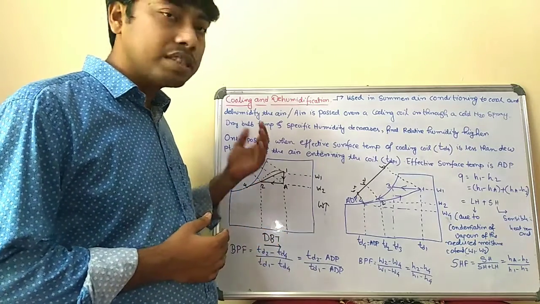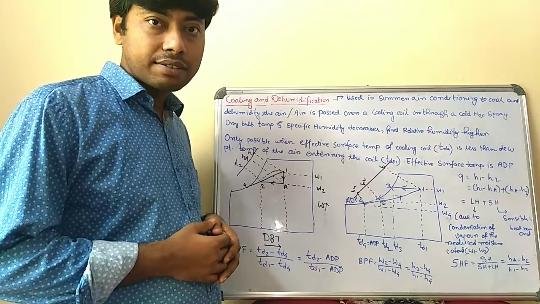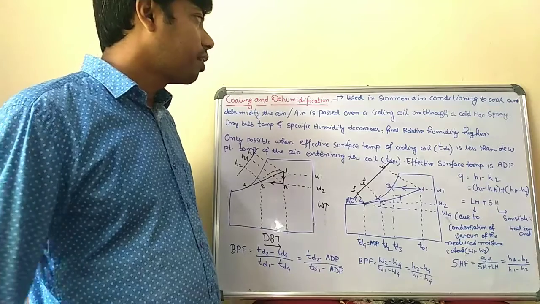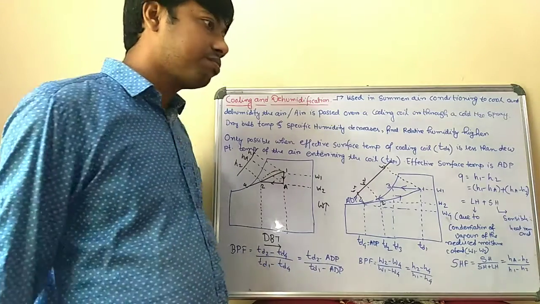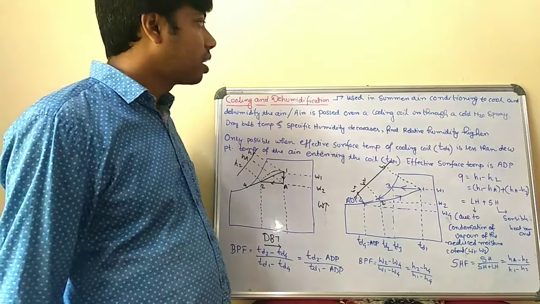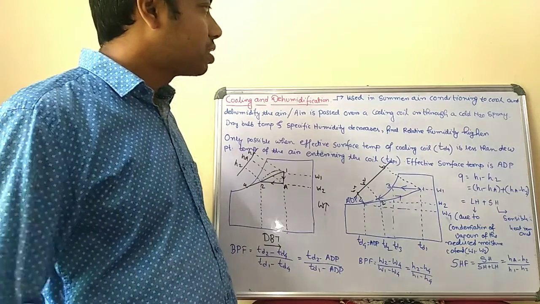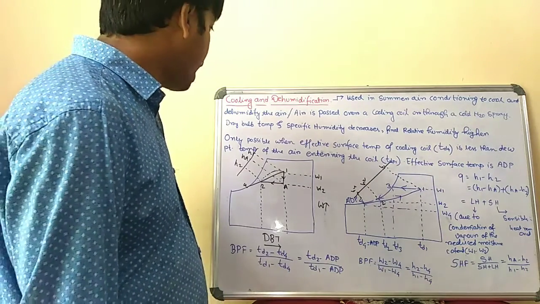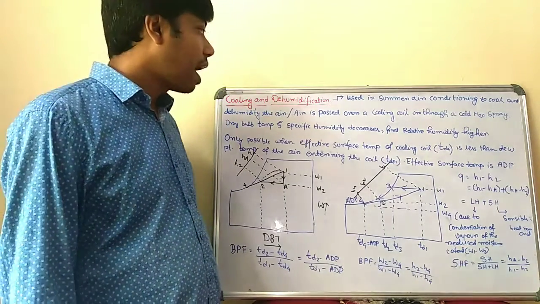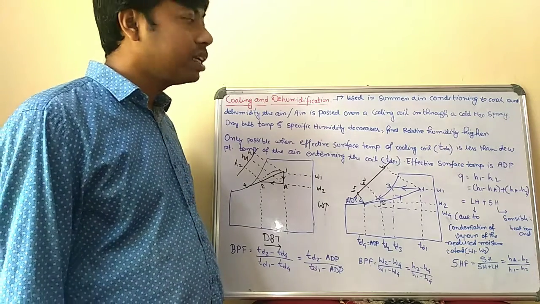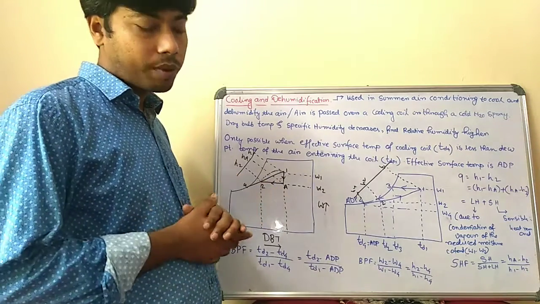Now, it is basically used in summer air conditioning, to cool and dehumidify the air. First of all, the air is passed over a cooling coil.